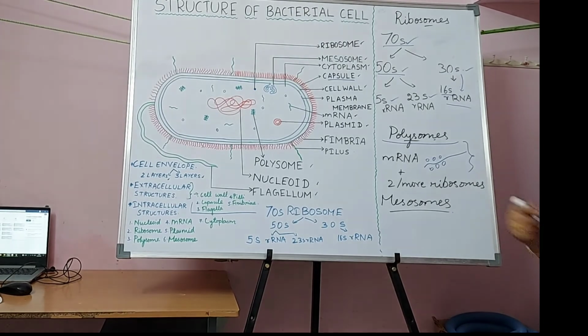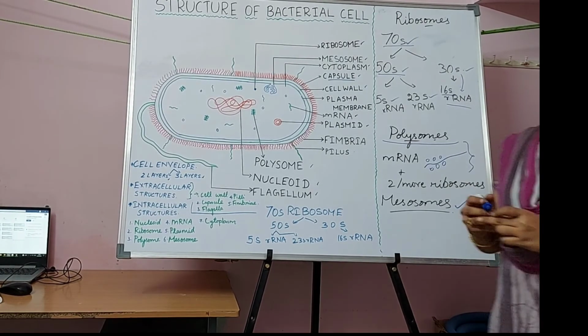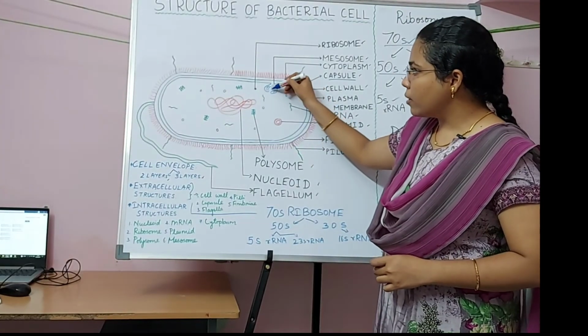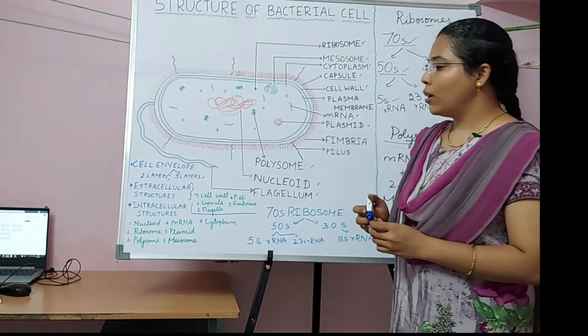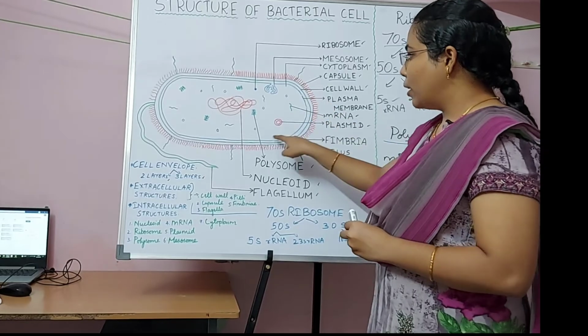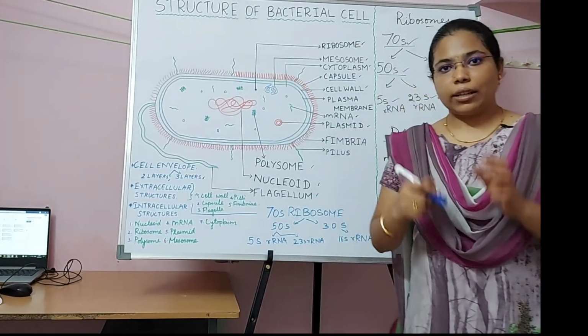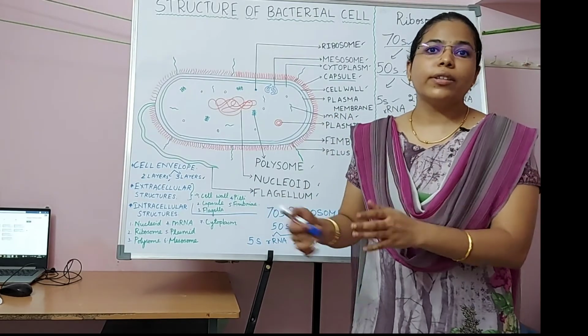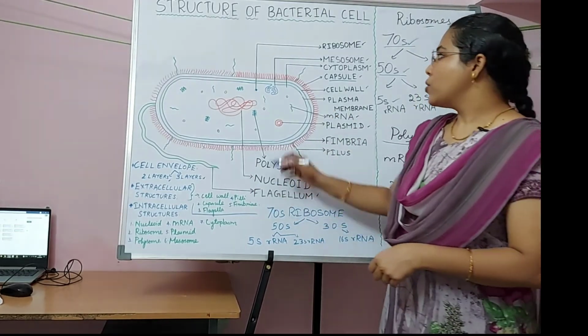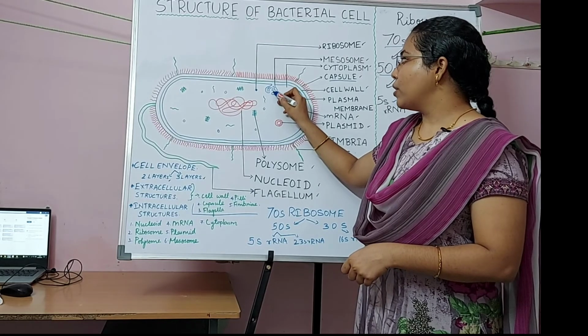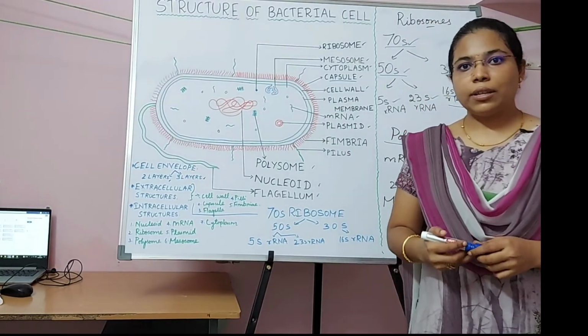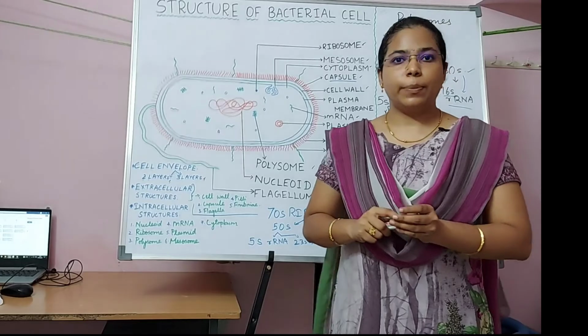And the next topic is mesosomes. Mesosomes are nothing but infoldings of the plasma membrane. This plasma membrane will be infolded in some regions. This is done to increase the surface area of the plasma membrane. So it is a region which is rich in enzymes and it also helps in respiration.